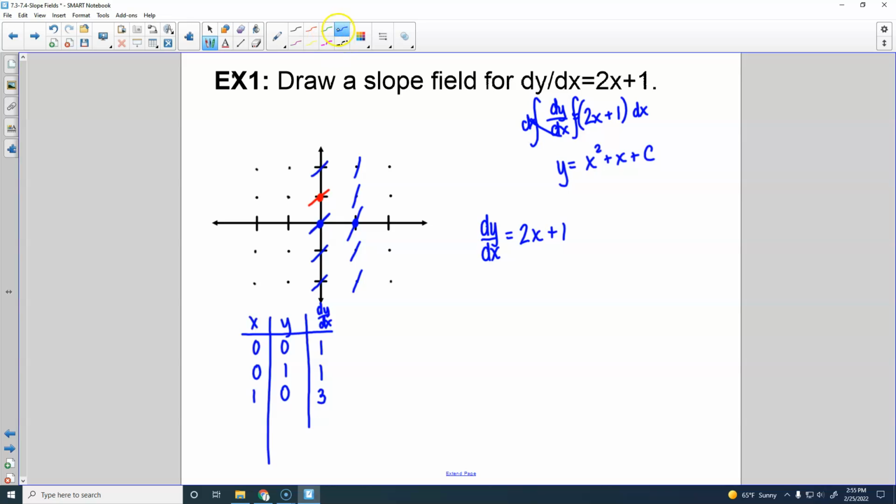All right. Quiet. All right. Focus up here. All right. So if we plugged in the point 0, 2, we would get a slope of 5, which is going to be super steep.